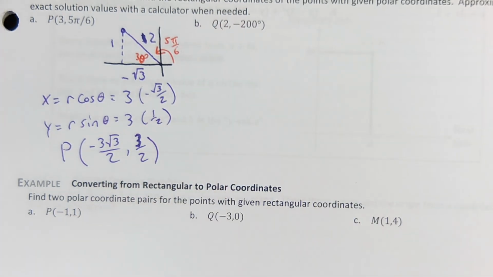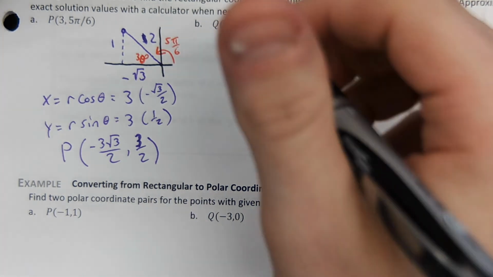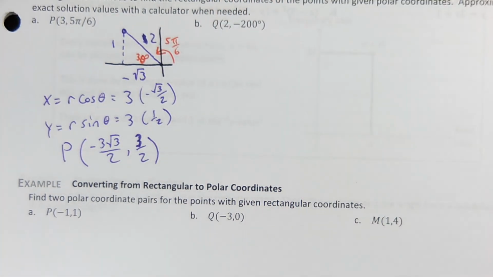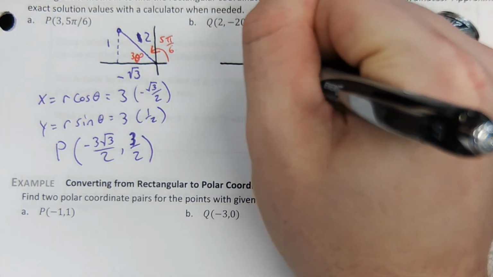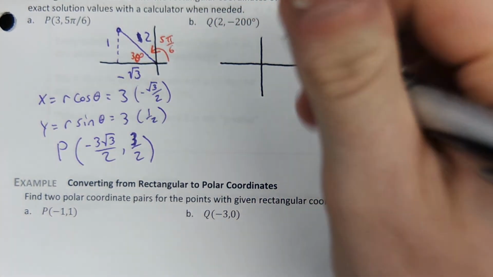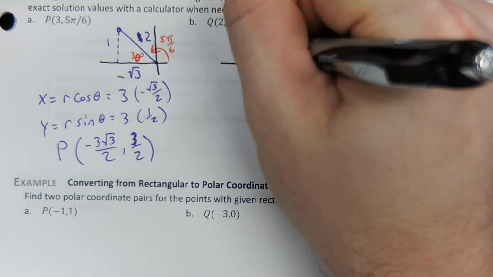Let's do that one. Black, point Q. Where is negative 200 degrees? Which quadrant is that? Negative 200 degrees. Positive 200 degrees is quadrant 3. It's quadrant 2 again. Tell you what. And it also says positive radius. Is this going to be one of our special angles? No, it's not.